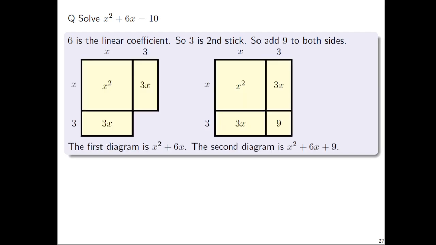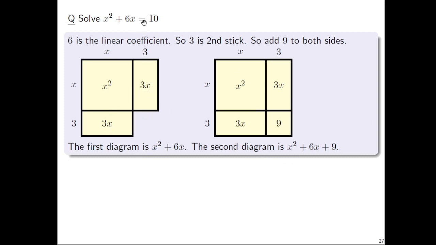So here are some pictures just to make sure. The first picture is x squared plus 6x, because it's x squared plus 3x plus 3x. The second picture is the completed square. It's x squared plus 3x plus 3x plus 9, or in other words, x squared plus 6x plus 9. What's missing, because the second stick, we've discovered, is a 3, that was half the linear coefficient, right? Because 3x plus 3x is the 6x. What's missing in the lower right corner is this 9, so we needed 9.